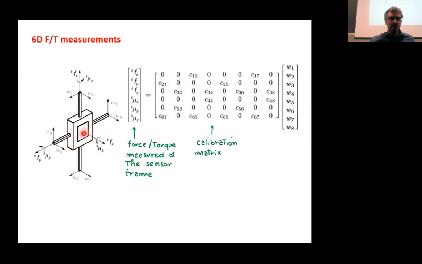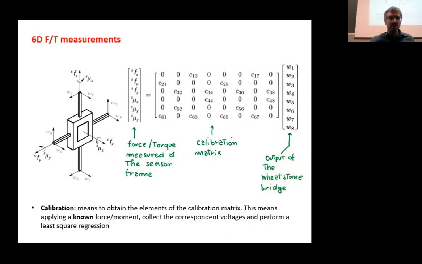So the sensor frame is located here, and this is the calibration matrix, and this is the output of the measurement from the voltage dividers, from the Wheatstone bridges. And the calibration means to find out what are these numbers that map the voltages into forces. And to do so, we apply known force loading. Let's say we apply, at the end effector here, a weight of 10 kilograms.